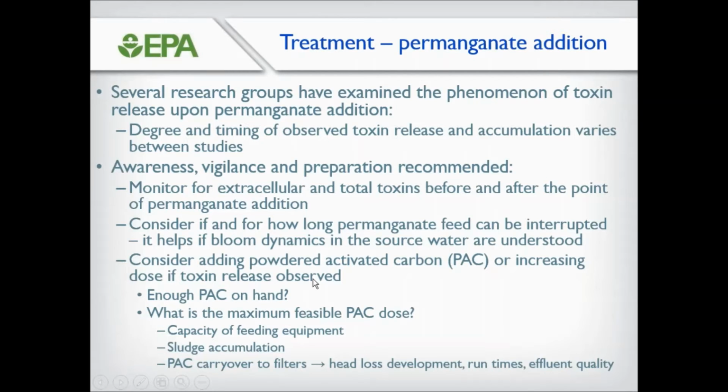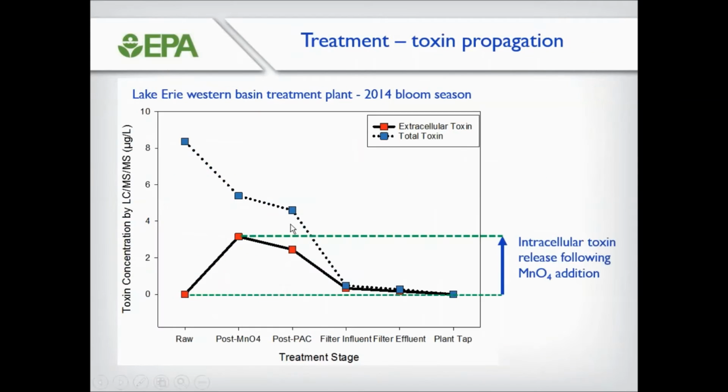So then that begs a number of other questions. Do you have enough powdered activated carbon on hand? And what is your maximum feasible PAC dose? That comes down to the capacity for feeding equipment. Think about sludge accumulation. Also think about things like PAC carryover to your filters, which in turn leads to questions about things like head loss development, filter run times, and filter effluent quality.